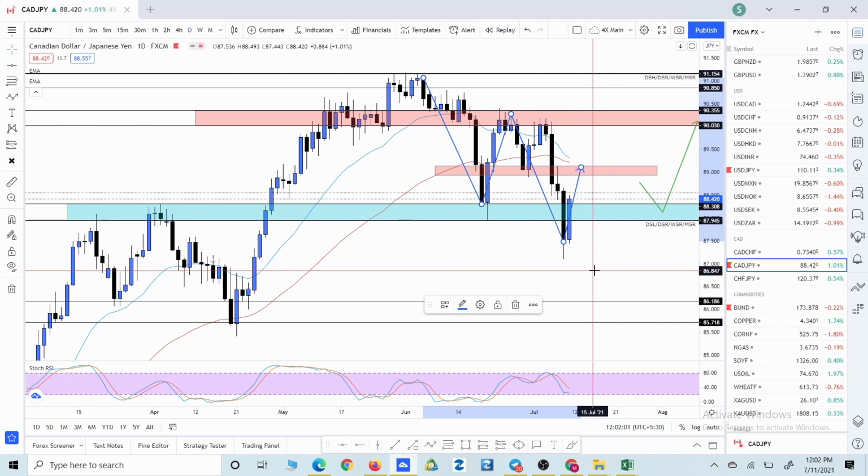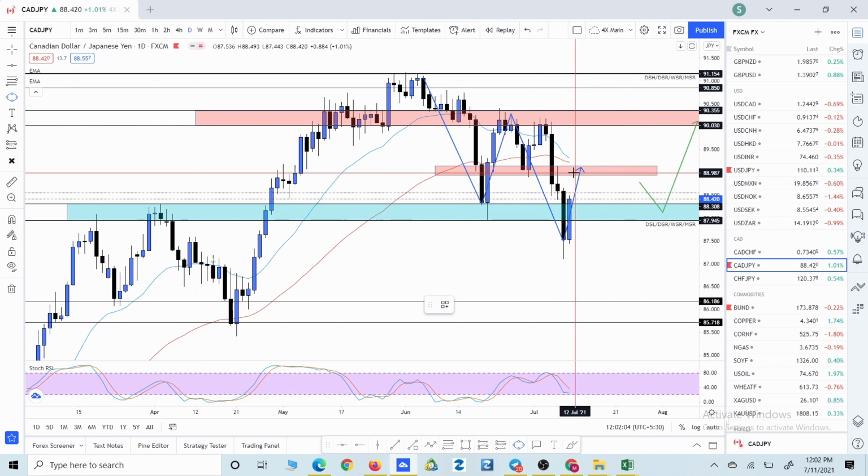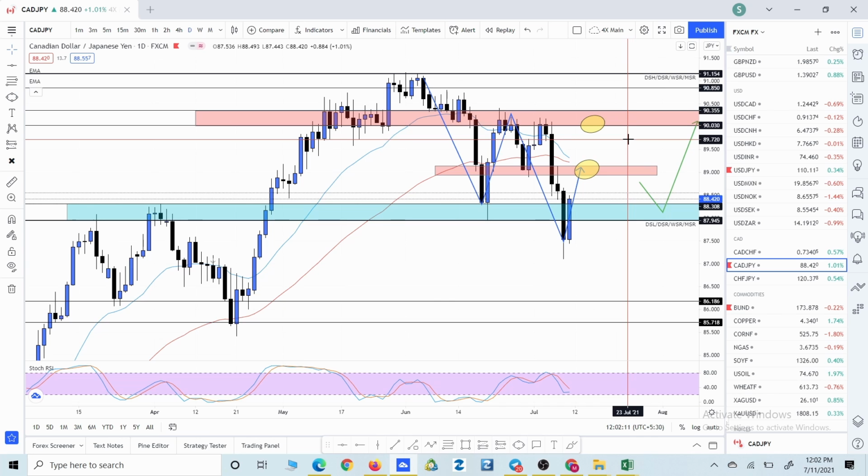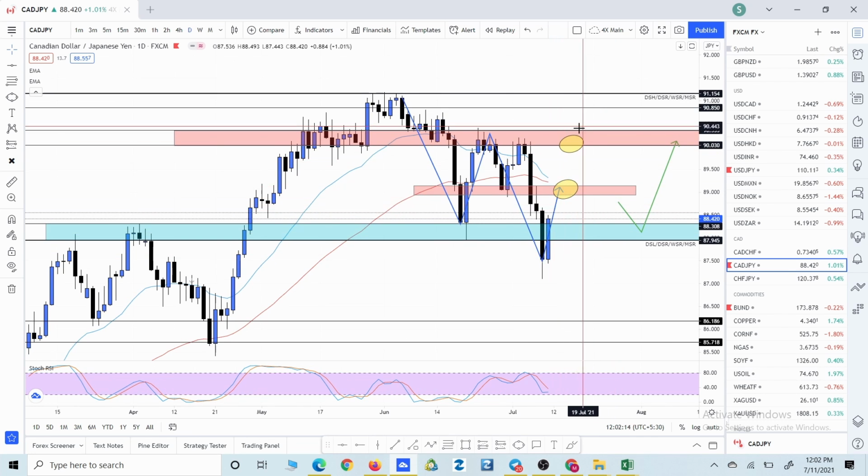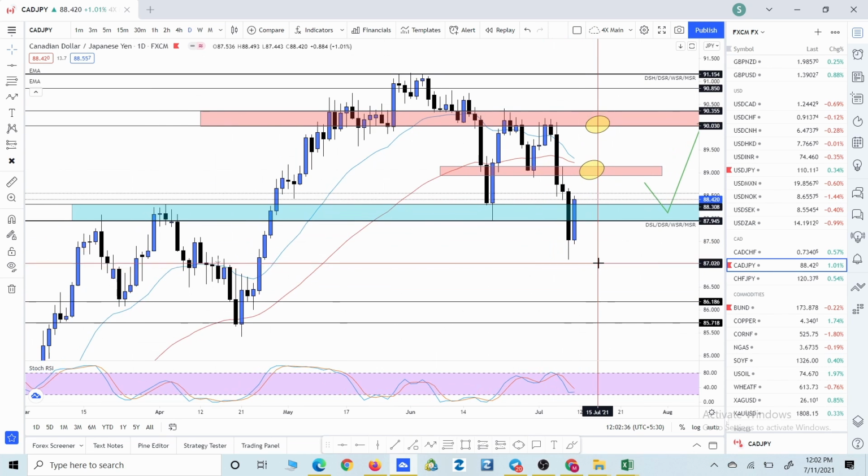So this will be our first zone where I'll be looking for any kind of shorting opportunity, and this will be the second zone where I will be looking for any kind of shorting opportunities. If I do not find any shorting opportunities in these two zones and the price closes above the previous high, then I will shift my bias to the bullish side, and then I will be waiting for any kind of retracement back into the zone for long trades. So that's there. Now let's talk about the confluence factors.